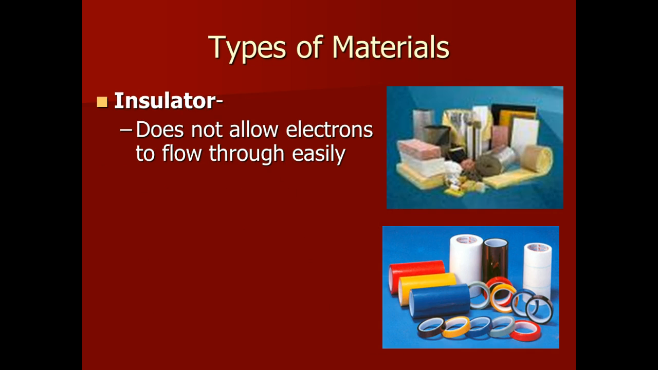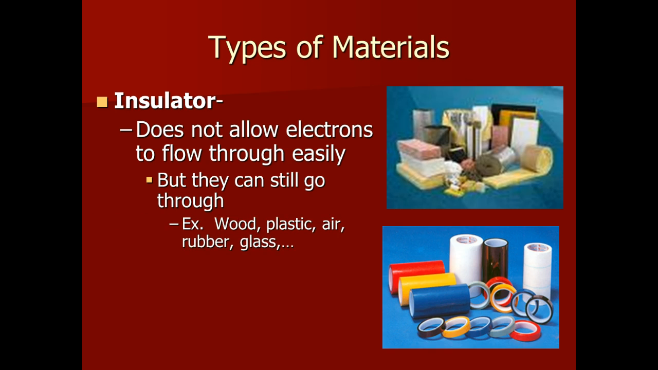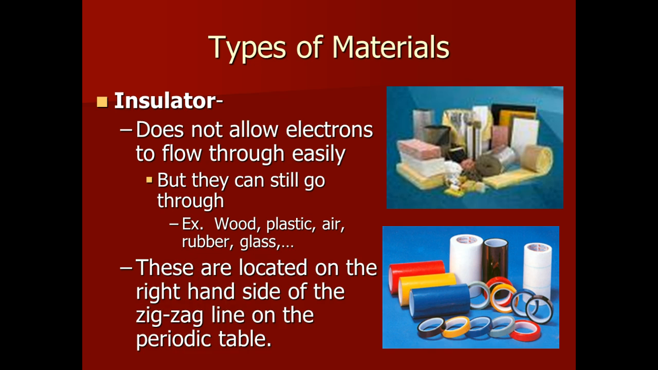Insulators do not allow electrons to flow through easily. Electrons can kind of make their way through, but not enough to create a noticeable charge. They still go through just slightly. Wood, plastic, air, rubber, and glass are great insulators for electron charges. These are located on the right-hand side of the zigzag line on the periodic table.